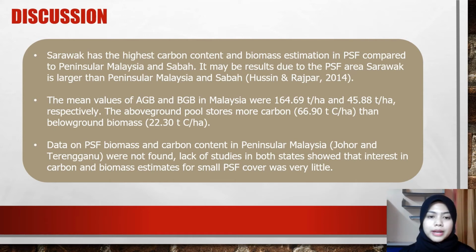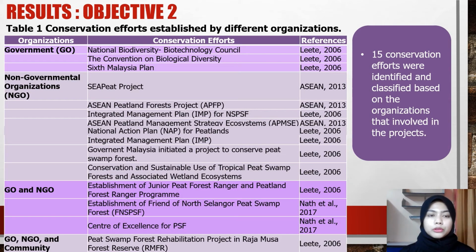And the data on peat forest biomass and carbon content in Peninsula Malaysia, which is Johor and Terengganu, were not found. Lack of studies in both states showed that interest in carbon content and biomass estimation for small peat cover was very little. Now we move on to the next results for objective 2.